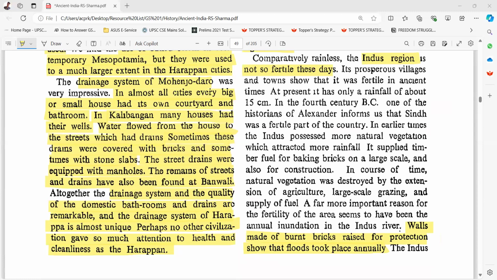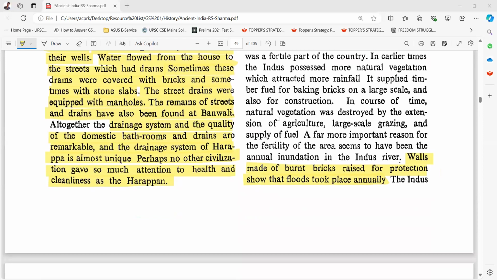It supplied timber and fuel for baking bricks on a large scale and also for construction. In the course of time, natural vegetation was destroyed by the extension of agriculture, large-scale grazing, and the supply of fuel. A far more important reason for the fertility of the area seems to have been the annual inundation of the Indus River. Walls made of burned bricks, raised for protection, show that floods took place annually.